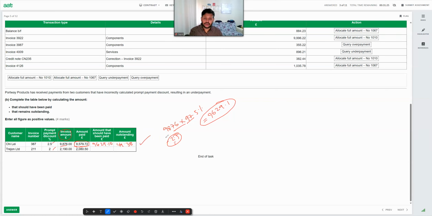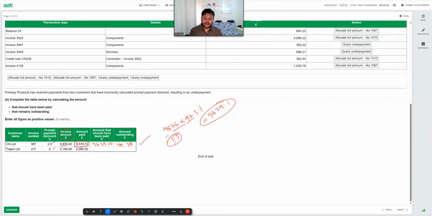The invoice amount was 2190 and it was 2%, so I need to pay 98% because I'll get 2% discount. So 98% should give me 2146.20. So 2146.20, and I paid 2080, so I need to pay a little bit more. The difference is 65.70. That's it. It's quite simple. Try to follow this way. Just minus the discount, multiply with that. It will save a lot of time for you.